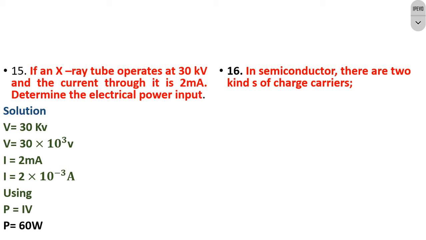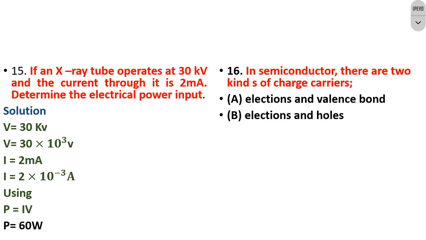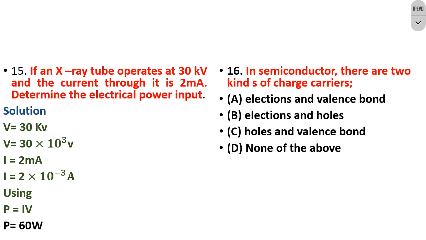This one says, in semiconductors, there are two kinds of charge carriers. A, electrons and valence bond. B, electrons and holes. C, holes and valence bond. D, none of the above. In semiconductors, the charge carriers are usually holes and electrons. The correct option is B.